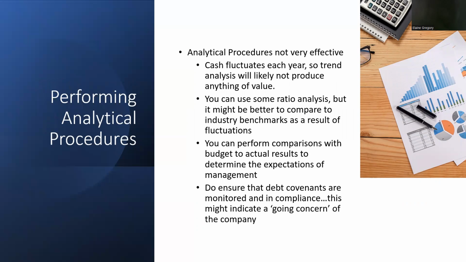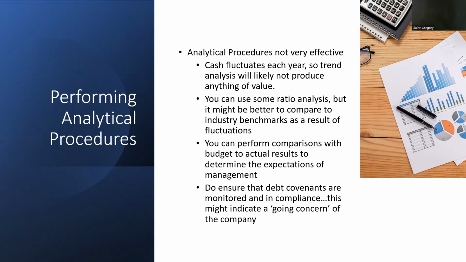When it comes to performing analytical procedures, cash isn't very reliable. It fluctuates. It fluctuates because of what's being sold, when it's being sold, what products and services may be sold year to year. So looking at trend analysis is not going to be all that effective, especially horizontal trends. You might be able to do some vertical trend if you're looking at the composition of how much cash you have to total assets.